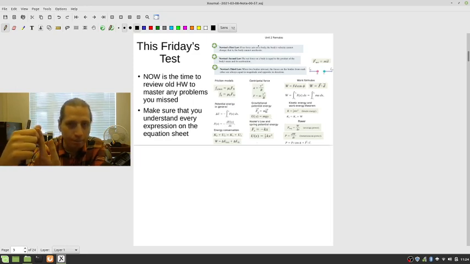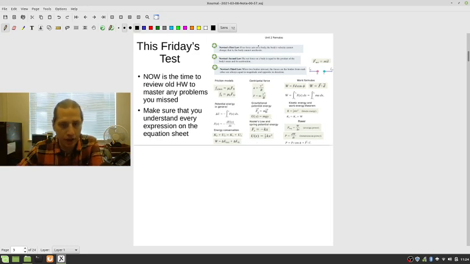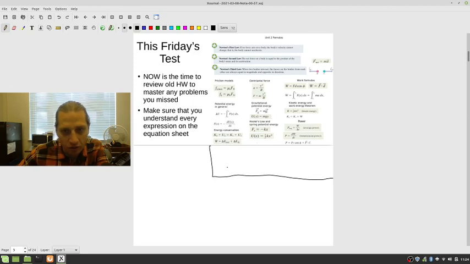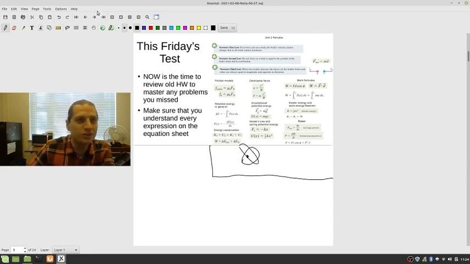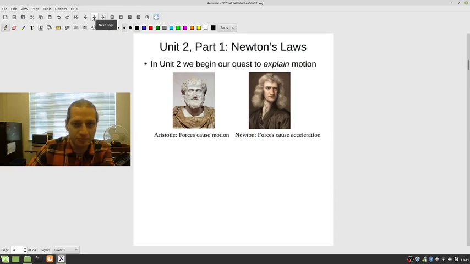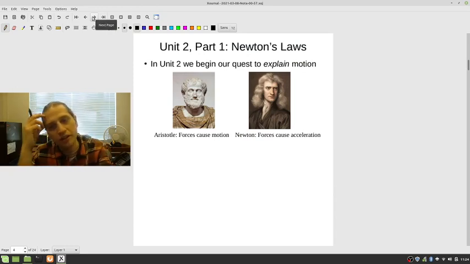But that means there's a lot of empty space down here on the sheet. So if you come up with things that you want down here, you know, there's my picture of an atom or whatever would make you feel more comfortable to have down there, let me know. And it's your responsibility to know all of these equations, every one of them. So please do that.